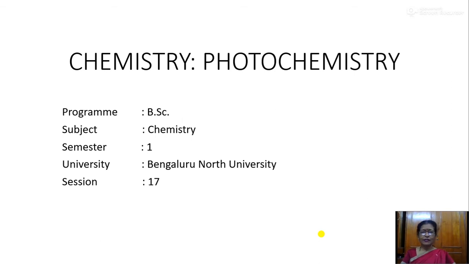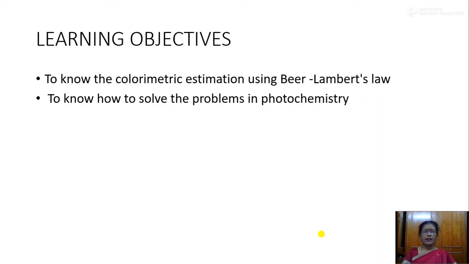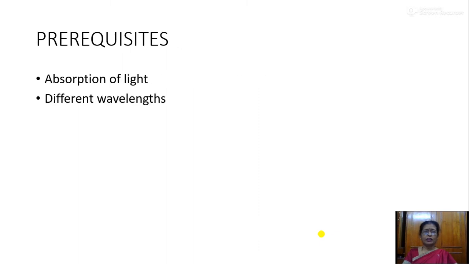First BSc Chemistry, topic Photochemistry, Session 17. The contents are Beer-Lambert's law, numerical problems on absorption coefficient and molar extinction coefficient. Learning objectives: to know the colorimetric estimation using Beer-Lambert's law, to know how to solve the problems in photochemistry. Session outcome: to solve the problems in photochemistry.